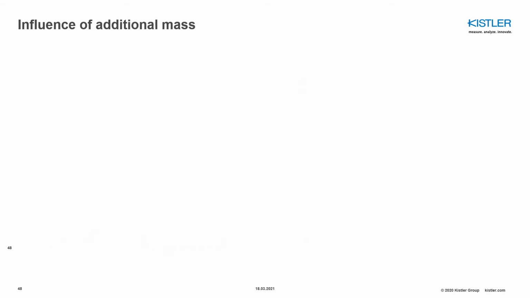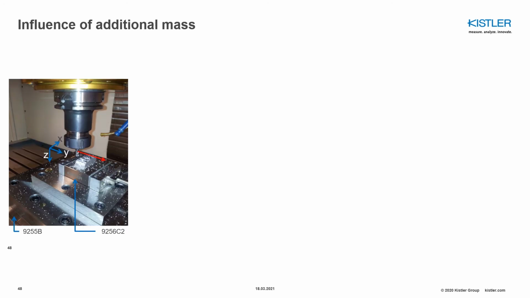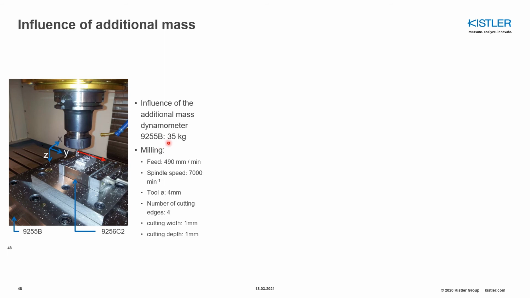What about the additional mass? As we know, the additional mass will also influence the natural frequencies. So in this setup, you can see the stationary dynamometer 9255 here, and then we have an additional mass and another dynamometer which is 9256, and then you have your workpiece and milling tool. So we have an additional mass of 35 kilogram in this case, where the 9255 will be affected.